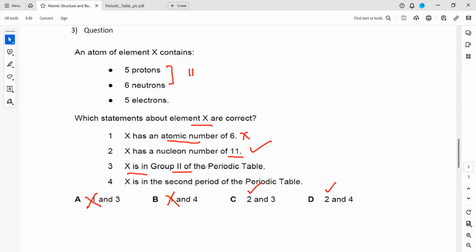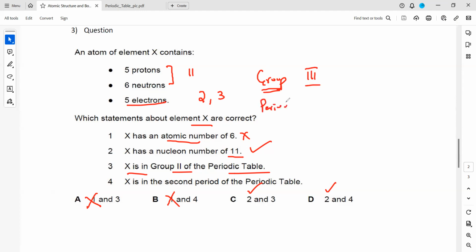X is in group 2 of the periodic table. To identify the group, you have to write the electronic configuration. There are 5 electrons. If there are 5 electrons, the first shell will have 2 electrons, and the second shell will have 3 electrons. So how many electrons are in the last shell shows the group number. So it belongs to group 3.